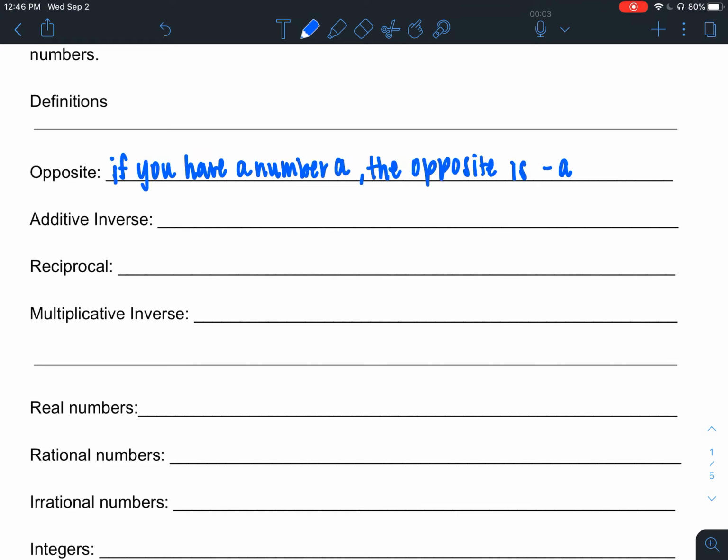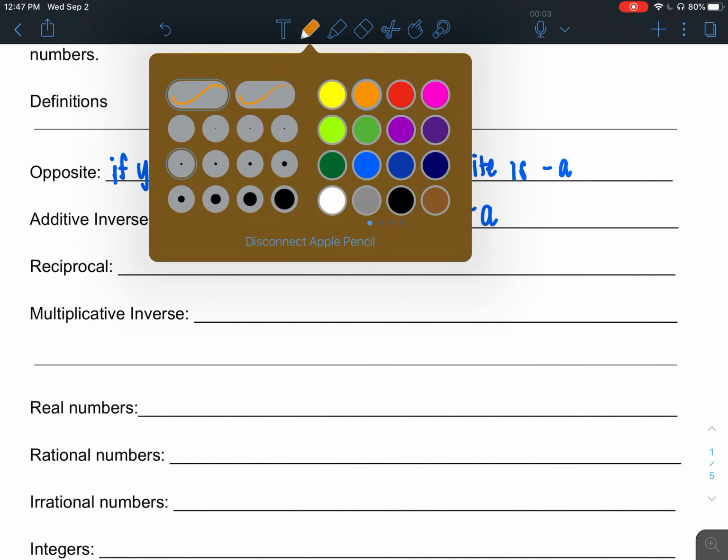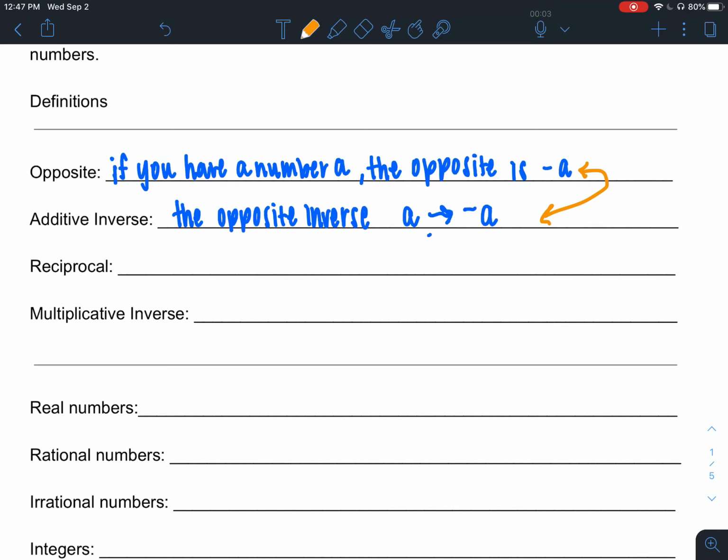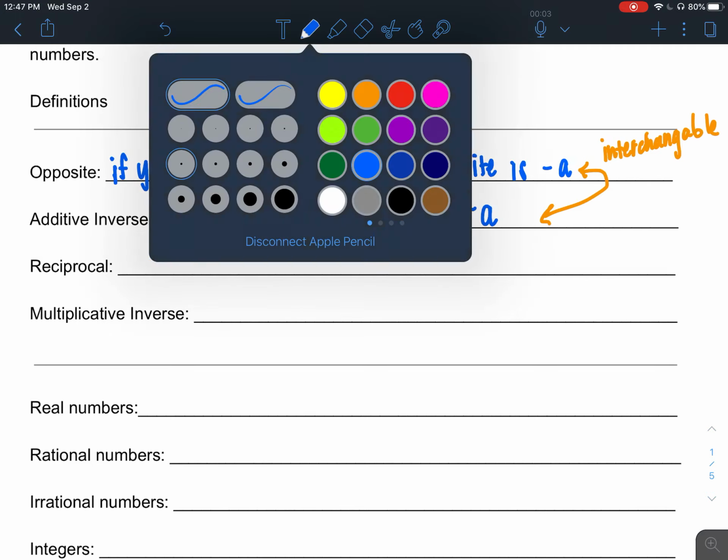All right, so we have the additive inverse, which is called the opposite inverse. Interchangeable. And so that means that A becomes negative A. Okay, so these two things are interchangeable.